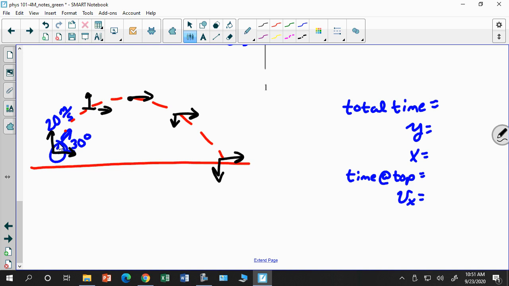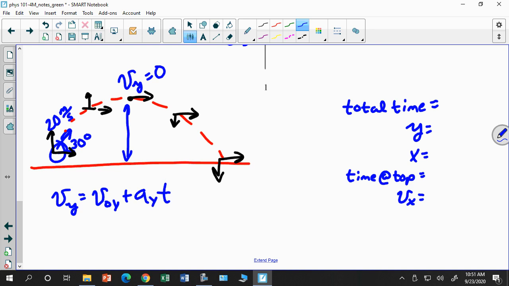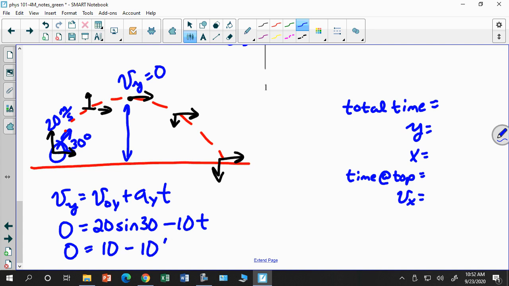I know that if I want to find the total time in the air, I know something about this point in space, that Vy is equal to 0. And if Vy is equal to 0, I know that Vy is equal to V0y plus Ayt. That's going to be 0 equals 20 sine of 30 minus 10 times t. And so that's going to be 0 equals 10 minus 10t. So the time at the top of the trajectory is 1 second.